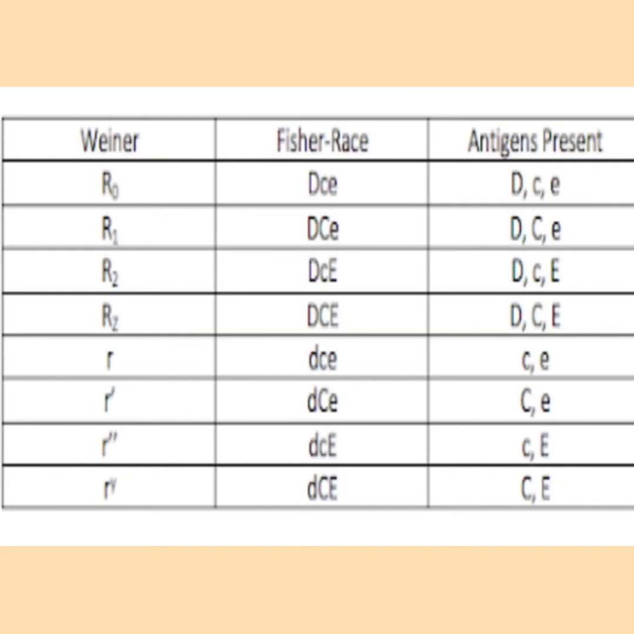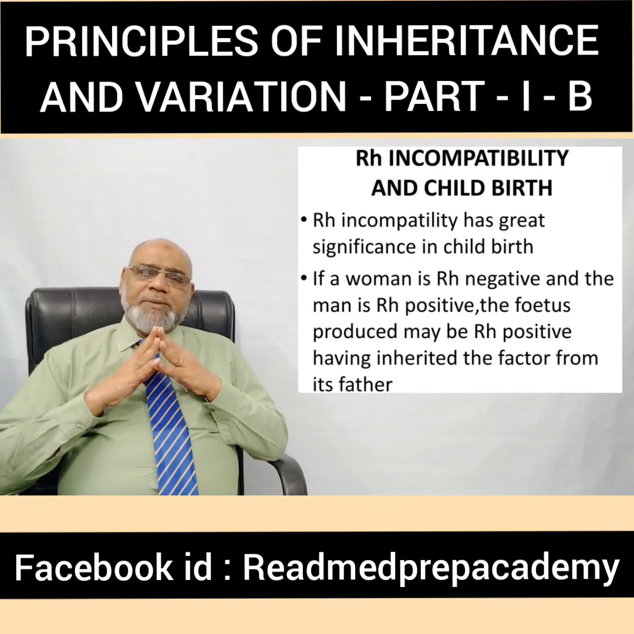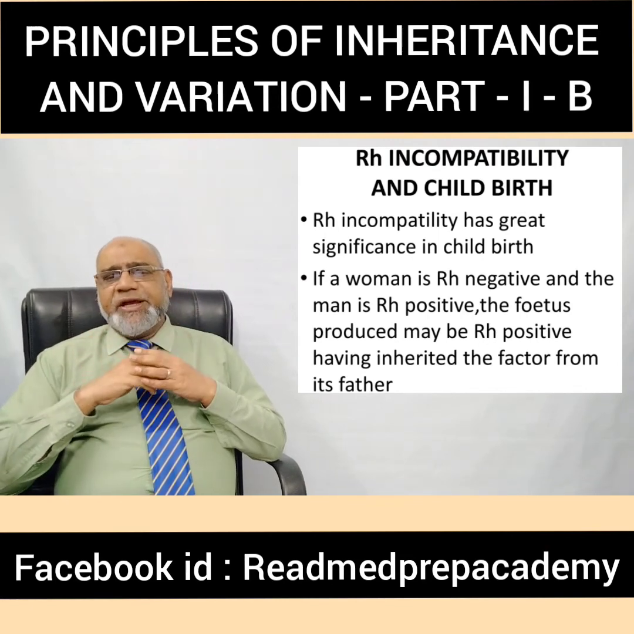The antigens are capital C and capital E. Now, what is the incompatibility of Rh factor which causes erythroblastosis fetalis? Rh incompatibility has a great significance in childbirth.